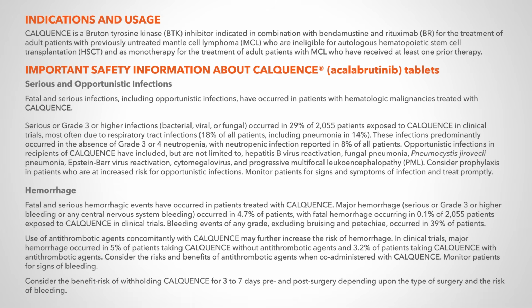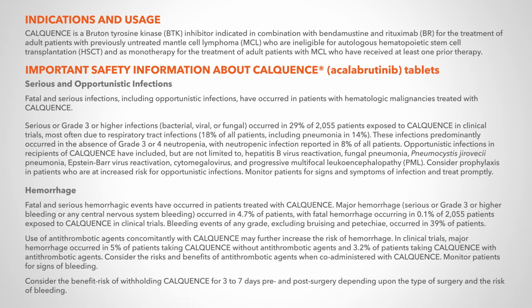Acalabrutinib tablets. Serious and opportunistic infections. Fatal and serious infections, including opportunistic infections, have occurred in patients with hematologic malignancies treated with CALQUENCE. Serious or grade 3 or higher infections, bacterial, viral, or fungal, occurred in 32% of 1,764 patients exposed to CALQUENCE in clinical trials, most often due to respiratory tract infections, 19% of all patients, including pneumonia in 9%.